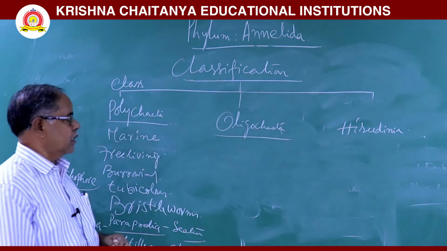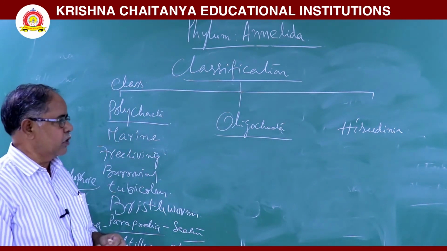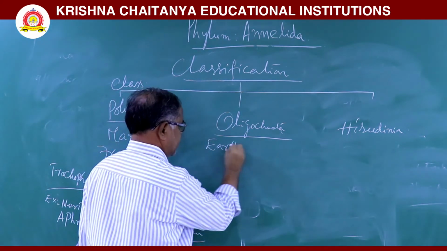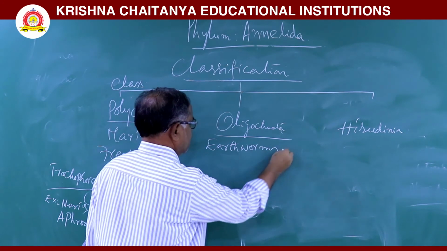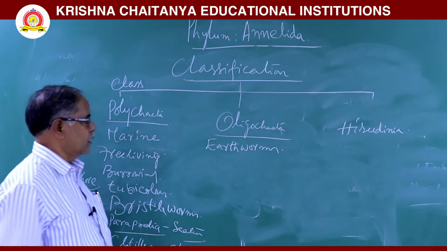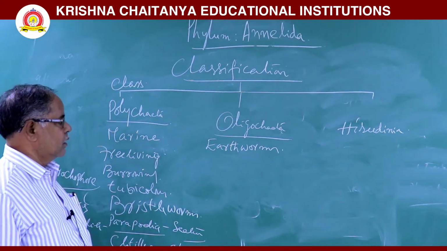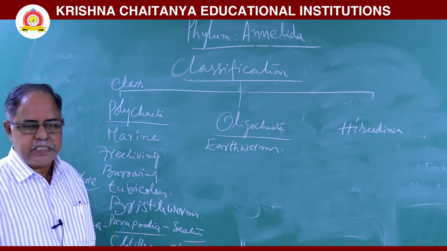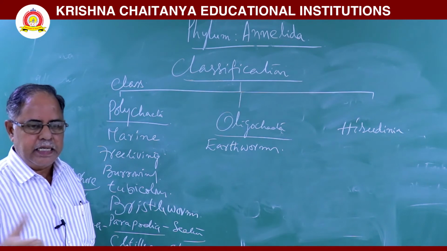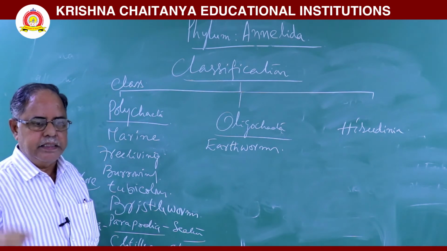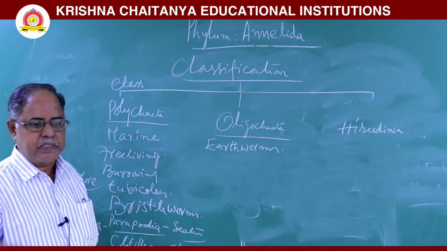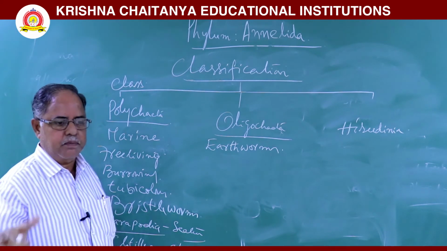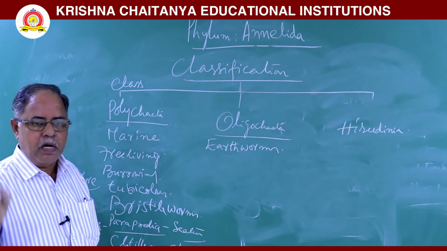The animals which are included under class Oligochaeta are generally called earthworms. Oligo means less, chaeta means setae. In this animal, a less number of setae are present here. They live in moist soil.